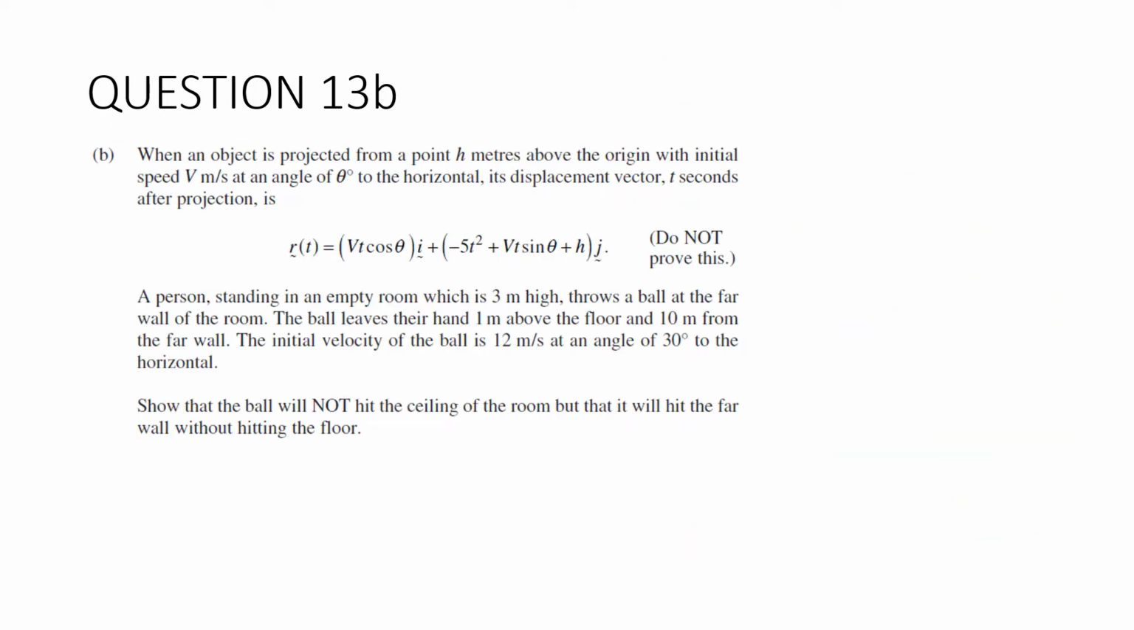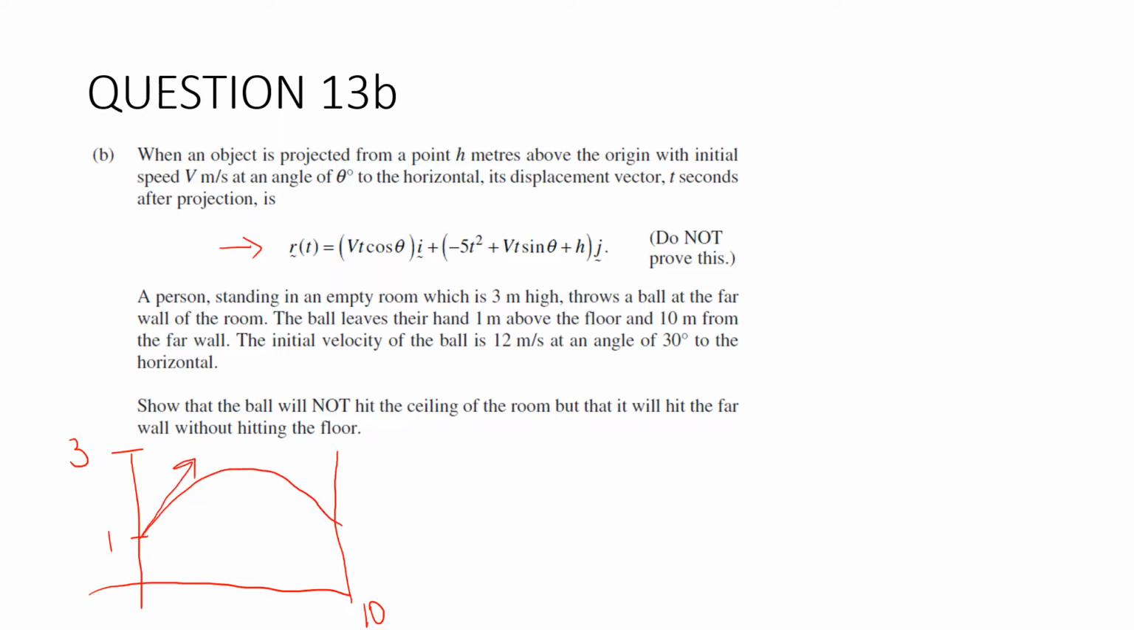13b. When an object is projected from a point h meters above the origin with initial speed v at an angle of theta to the horizontal, its displacement vector t seconds after projection is this. A person standing in an empty room, which is 3 meters high, throws a ball at the far wall of the room. The ball leaves their hand 1 meter above the floor and 10 meters from the far wall. So something like this.